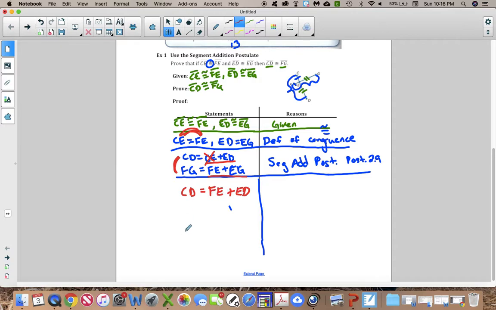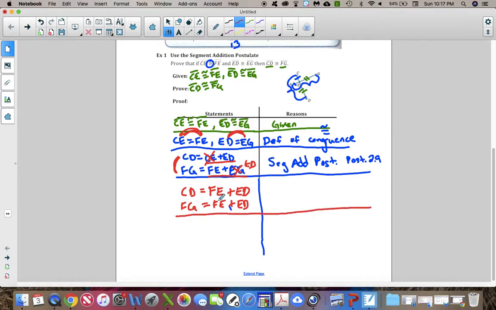But then I can say, well, FG, if I want to make him look the same as this, I already have the FE part, but isn't EG the same thing as ED? Right? Those two are interchangeable from one another. So instead of this guy, I can replace him with ED, right? So I have CD is FE plus ED, and FG is FE plus ED. So basically, they're both kind of the same thing, right? And then I can go down here further, and I can say, well, hey, since they're equal to the same thing, then they're equal to each other, right? CD is equal to FG, right?